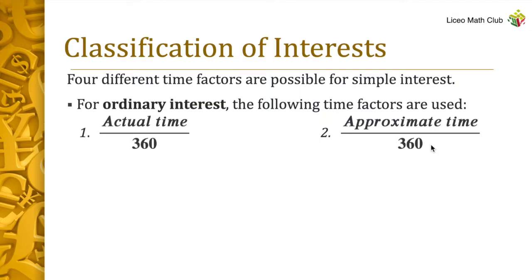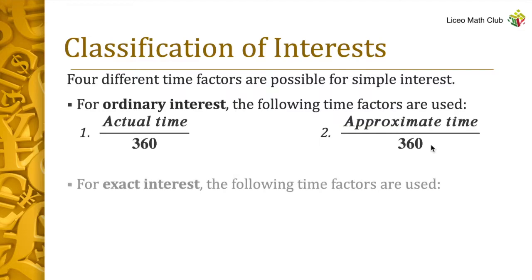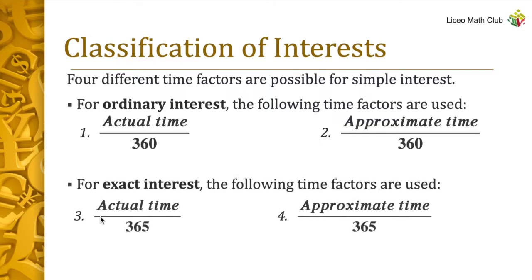Second, if we have exact interest, remember, we divide the number of days by 365. So we could again use actual and approximate as time factors. So number 3 is actual time over 365, and number 4 is approximate time over 365. These are the 4 classifications of the time factor of interest we're going to use, all in all. There are no other combinations of other time factors.